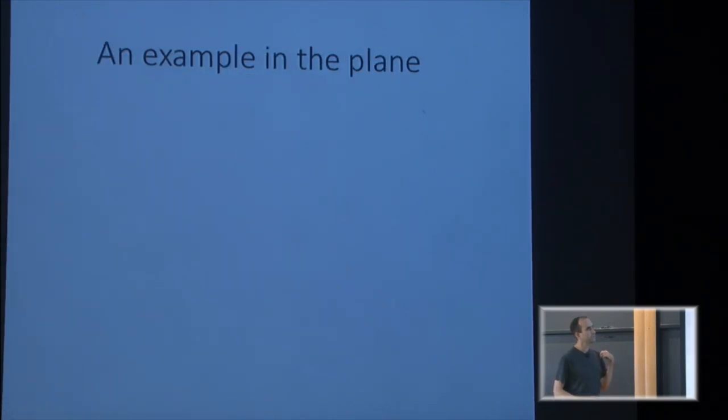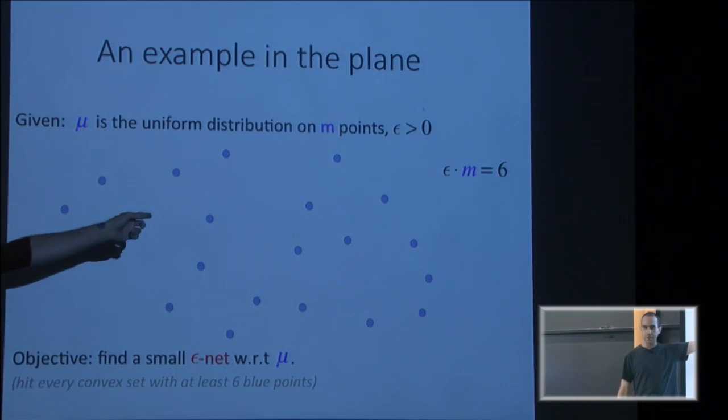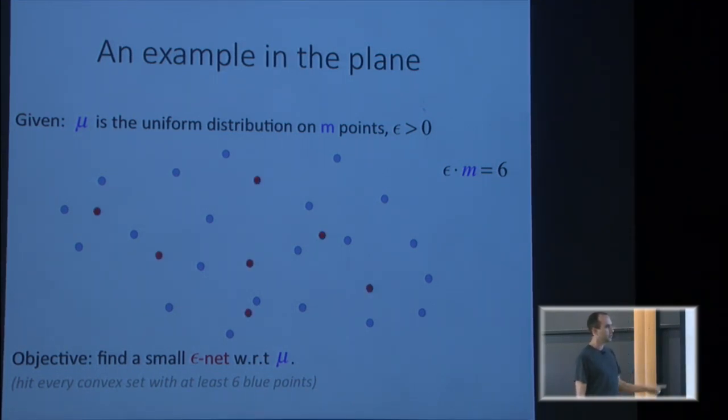So let's see an example in the plane. Assume that we have a discrete distribution. We have some m points in the plane, and we consider the uniform distribution over these points. Let's assume that epsilon is such that epsilon times m equals 6. The goal is to construct a small set of points that hits every convex hull of at least 6 blue points. As far as I checked, this set of red points satisfies it. Here we have a convex hull of 6 points, and it contains one red point. You can also take this one, or this one, or this one. So does anybody see a counterexample?